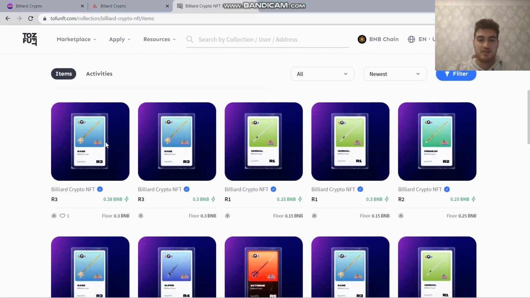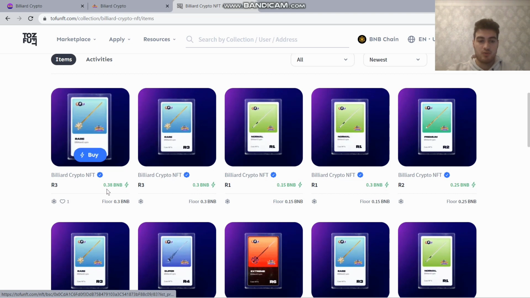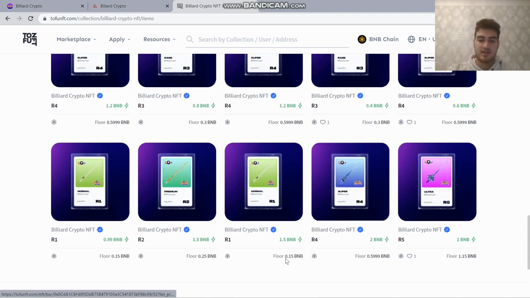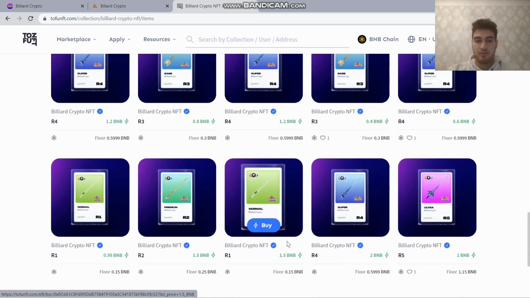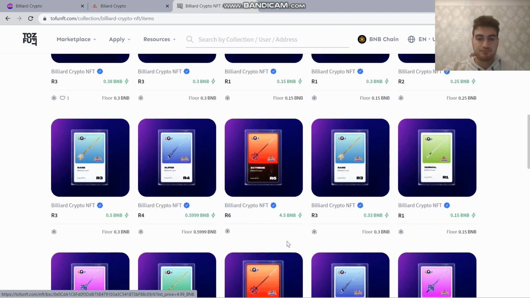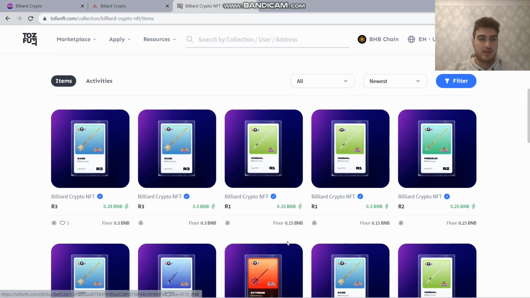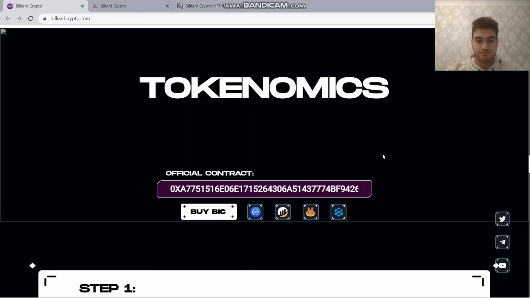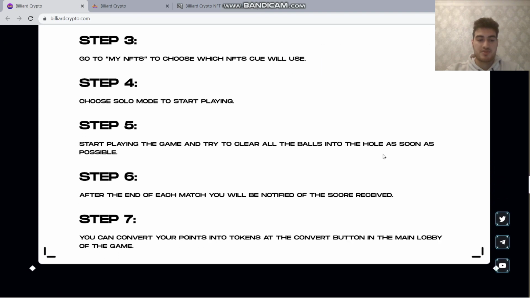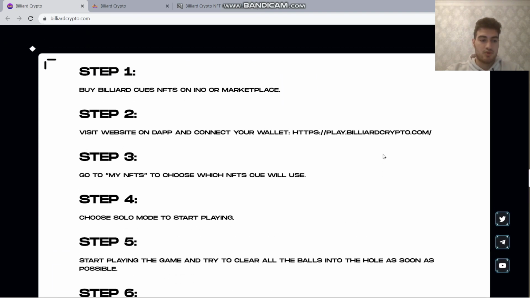In this website, you see the different NFTs with various prices, from the lowest 0.38 BNB to the highest, which is about 2 BNB, can be 1.5 BNB and so on. You can buy this, you can afford these NFTs and play and connect your cash to Billiard Crypto. And this is also an important part, guys. These are the steps on how to begin the Billiard Crypto.